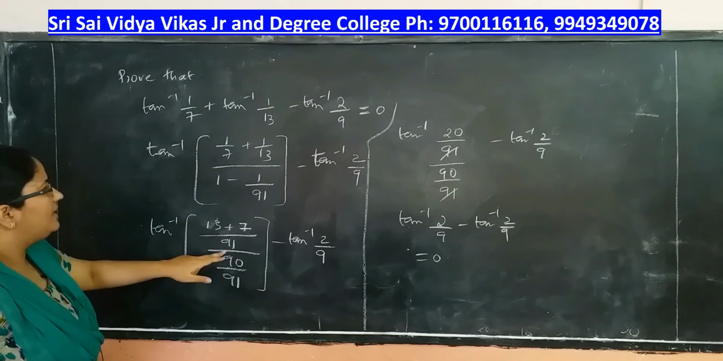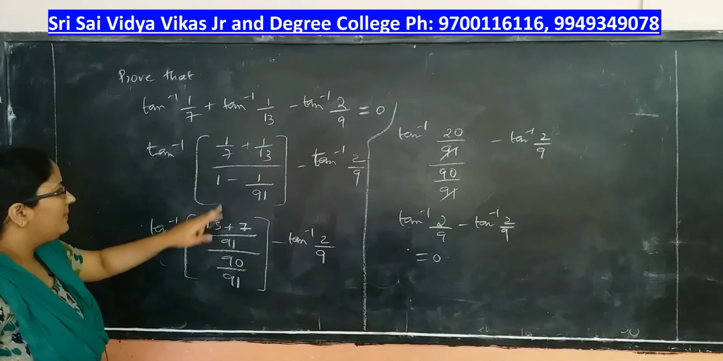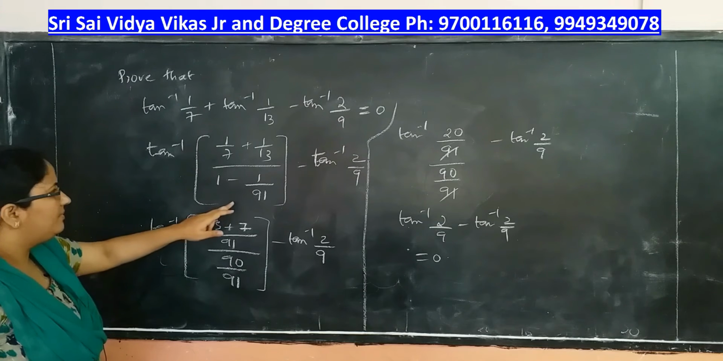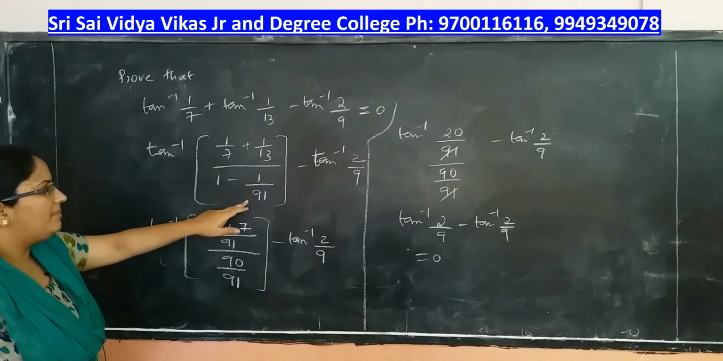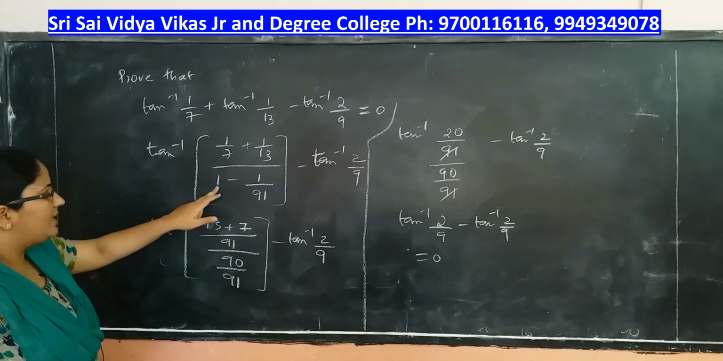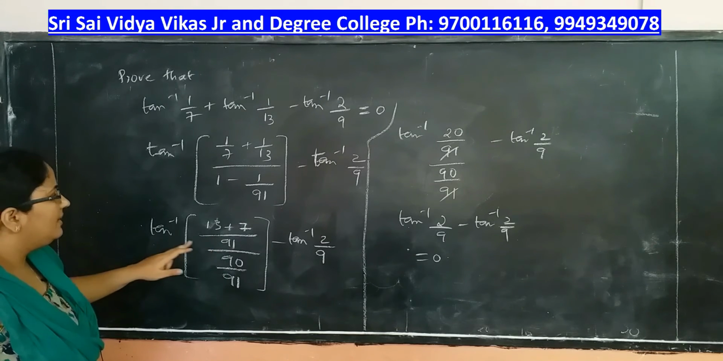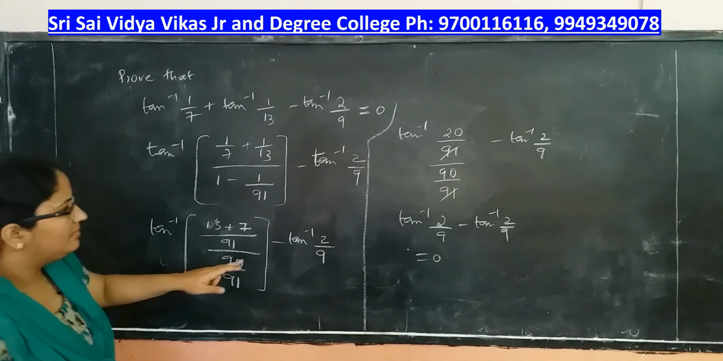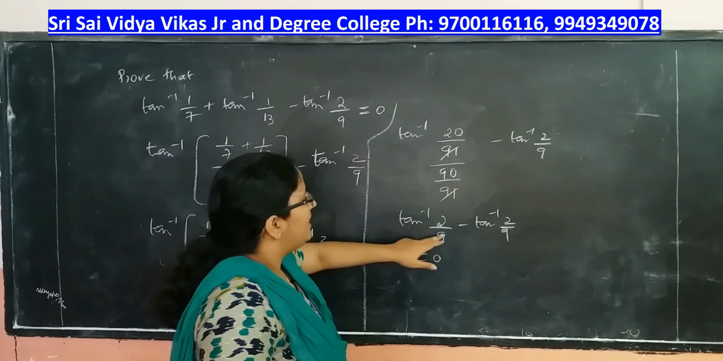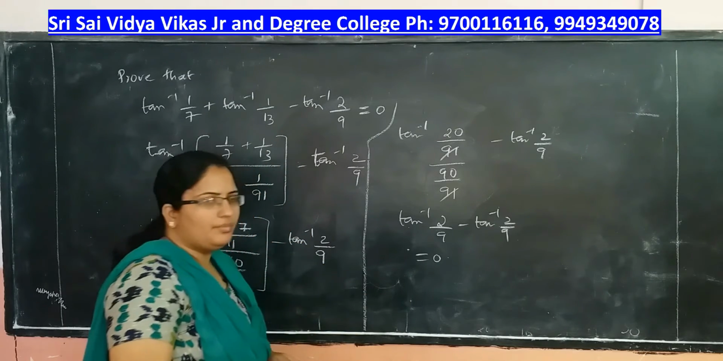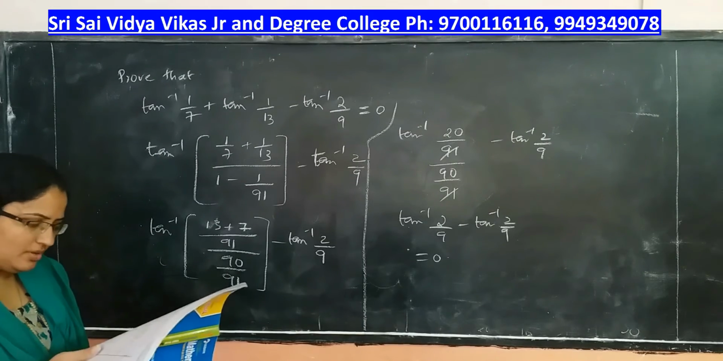13 into 7 is 91. This is 7, this will be 13 and this will be 7. So 13 plus 7 by 91, by 1 minus 1 by 91. Here 1 minus xy, that is 1 by 7 into 1 by 13, equals 1 by 91. So if you take LCM, you get 91 minus 1 by 91. 91 gets cancelled. Tan inverse 20 by 90, and 20 by 90 is nothing but 2 by 9. Tan inverse 2 by 9 minus tan inverse 2 by 9 is 0. That's about the problem. Let us discuss some more problems based on this.